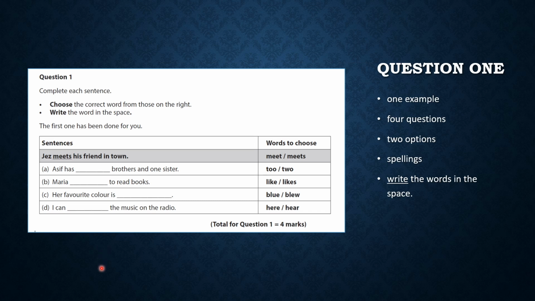So here we have question 1. What we have to do is complete each sentence, choose the correct word from those on the right, so these words here, and then we have to write the words in the space. We have 4 questions, A, B, C and D, and there are 2 options for each question. We have to choose the correct spellings and of course write the words in the space. We can circle the word, that's okay, but we must write the word in the space. And I will come back to this question later on.